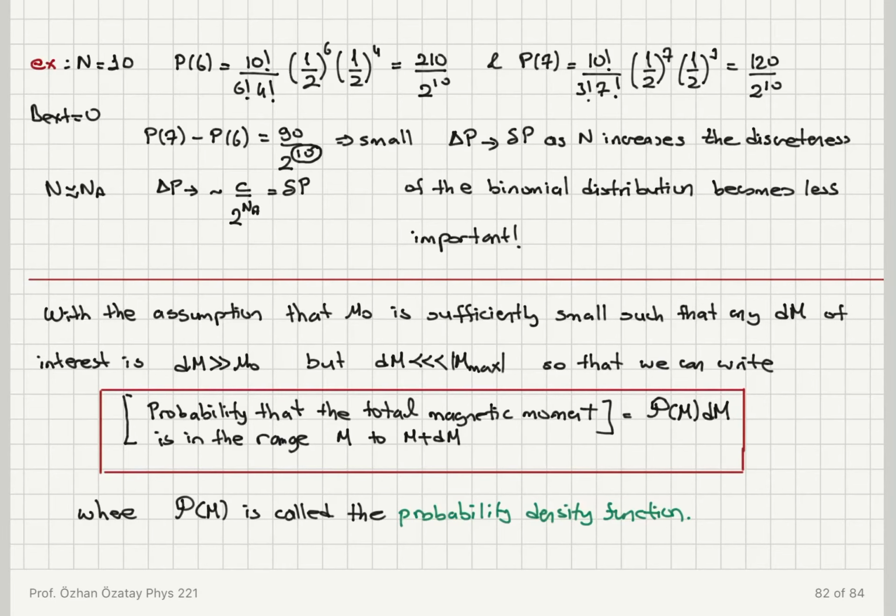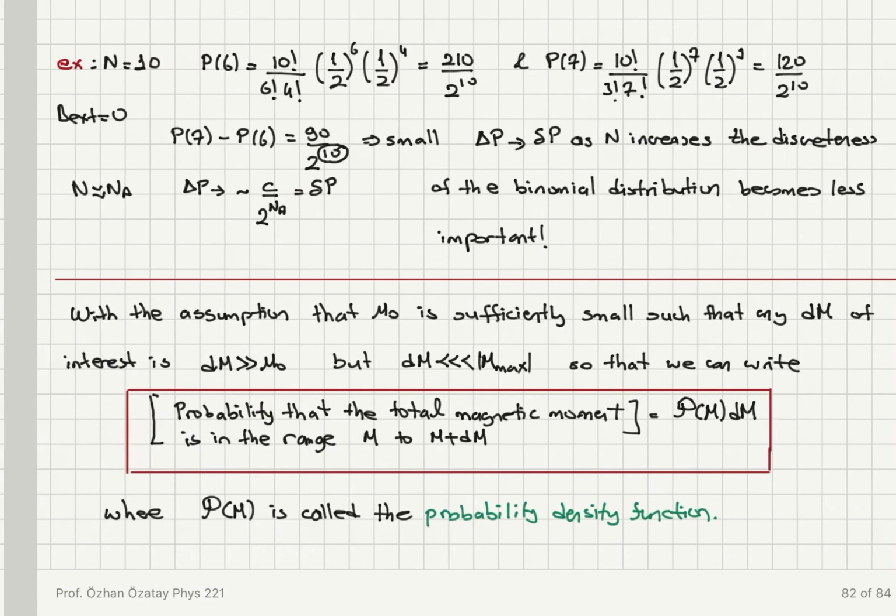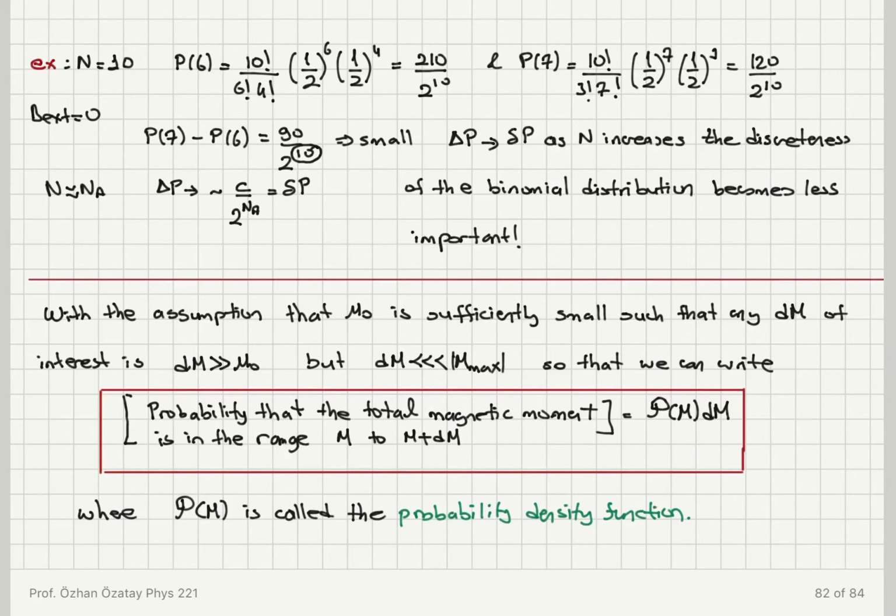And in order to show that this discreteness becomes less important for increasing large N values, I have taken N equals 10 as an example. You can see that the variation in the probability is something divided by 2 to the power 10, which is small. For a very large number, like Avogadro's number of spins, this would be a really, really small variation in the probability. So it is becoming less and less important as the number of spins increases.